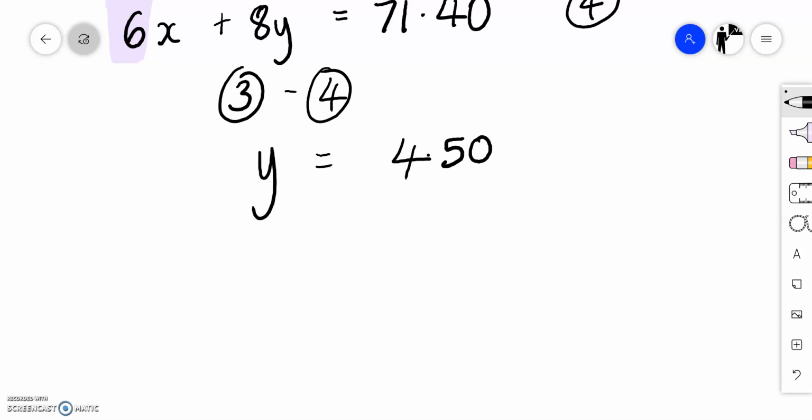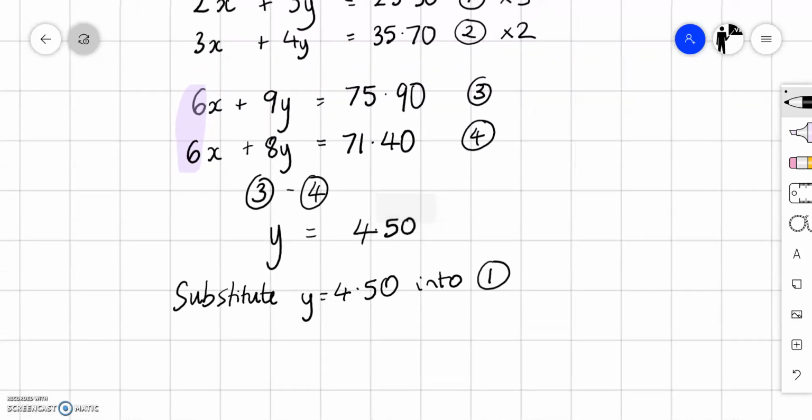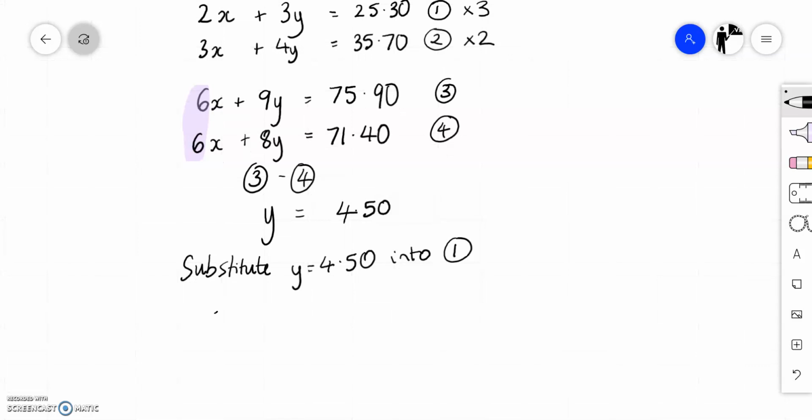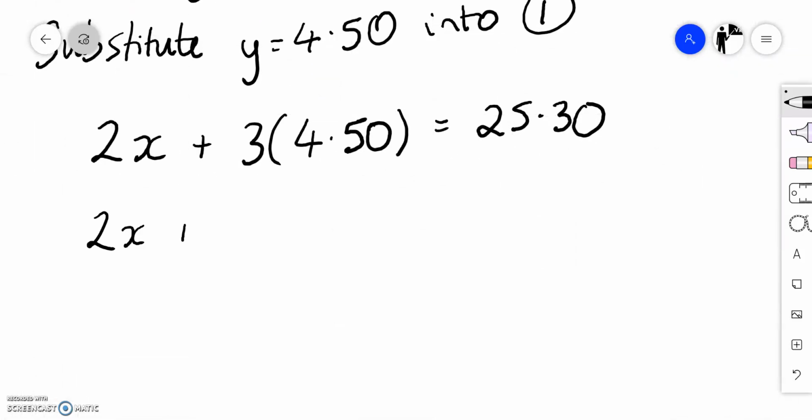We want to work out a fish supper as well, so we need to substitute y equals 4.50 into the first equation, or the second equation. You can substitute it into any equation to work out the other. So it's 2x plus 3y's, so that's plus 3 lots of 4.50, is equal to 25.30. Now we just want to go ahead and solve this equation. That's going to be 2x plus 13.50 is equal to 25.30.